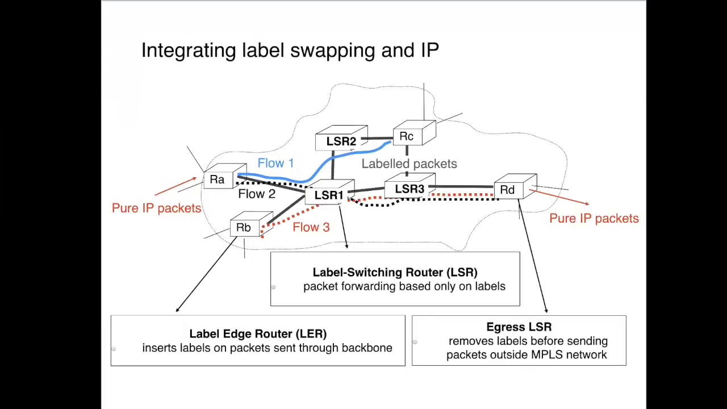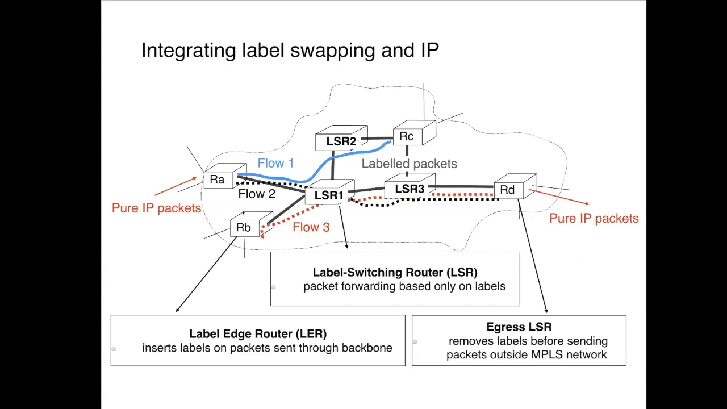As I said, MPLS is about integrating this idea of label swapping with IP. So we'll see now how they integrate together. MPLS is used in IP networks, and you will see why, because it is very useful in this context as well. You have IP packets that enter your IP network, let's say on the left-hand side of the slide, and IP packets that exit your network on the right-hand side of the slide. And in the middle, you have this MPLS label network.